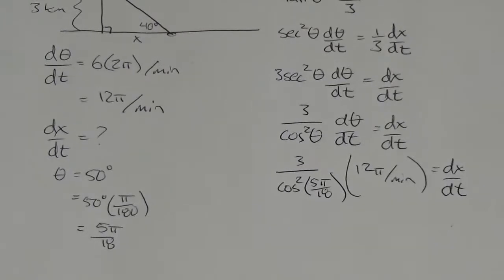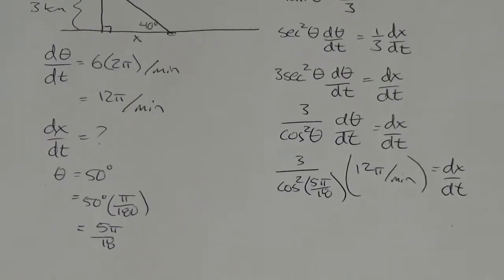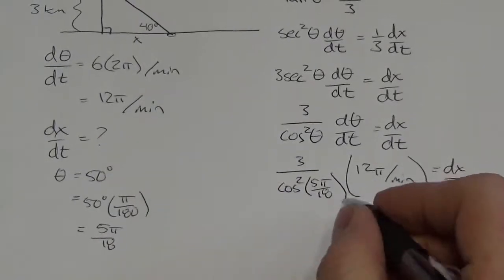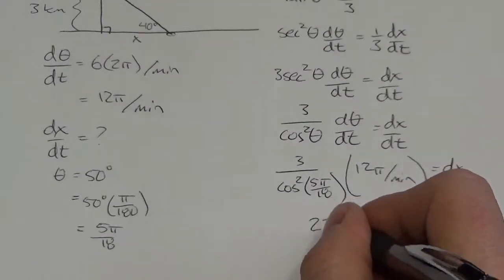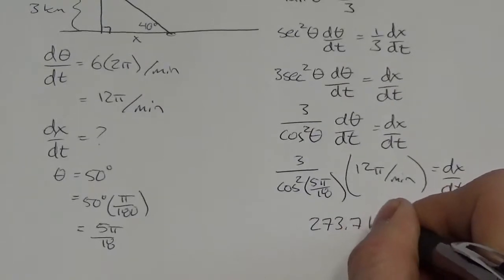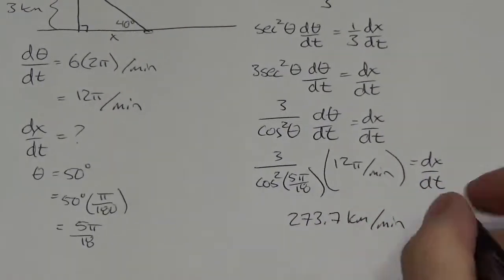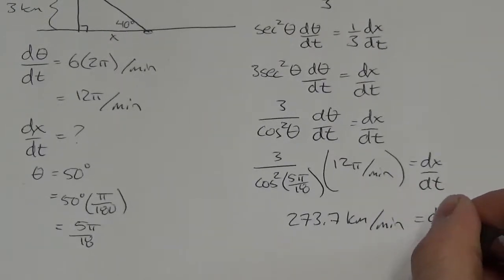So on my calculator, first of all, I've got to make sure I'm in radian mode. That would be embarrassing. So 3 divided by the cosine of 5 pi divided by 18, and we're going to square the cosine, and then multiply by 12 pi. And so we get that this is going to be 273.7 kilometers per minute. That is my dx by dt.